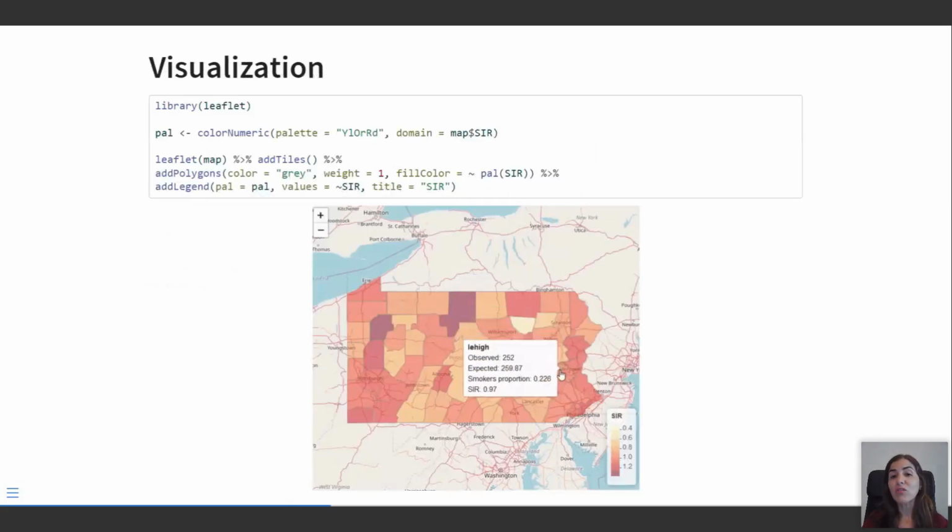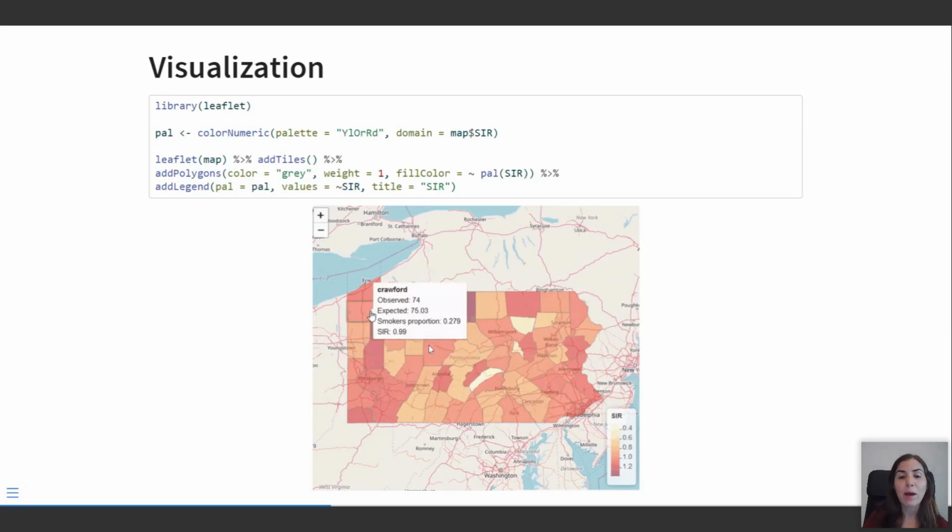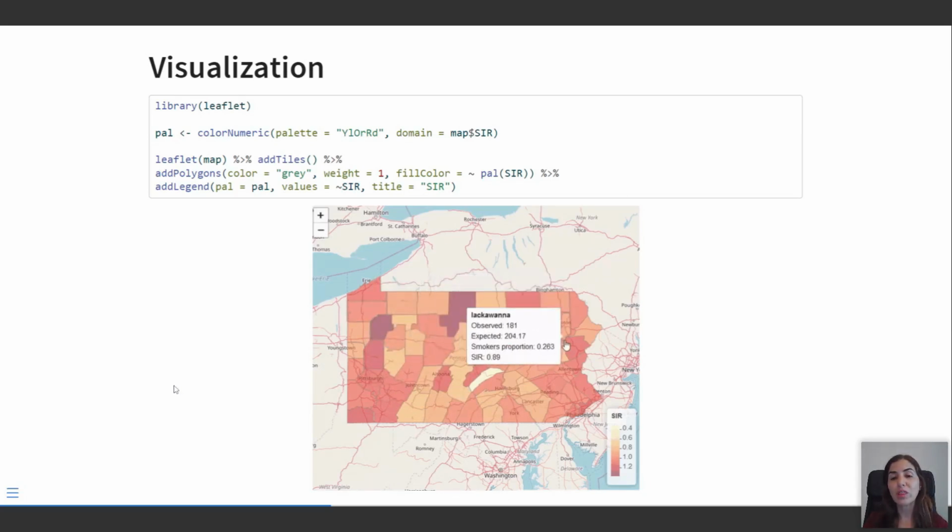And then it's also very important to visualize the results. R has many excellent packages for static and interactive visualization. Here, for example, I'm showing a map that was produced with the package Leaflet. This is an interactive map where we can zoom in, we can zoom out, and then we can hover the mouse over the areas to see the information corresponding to each of the areas.